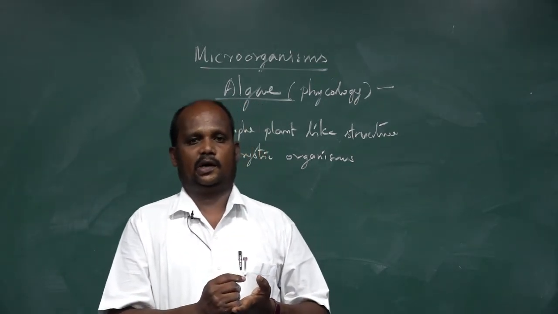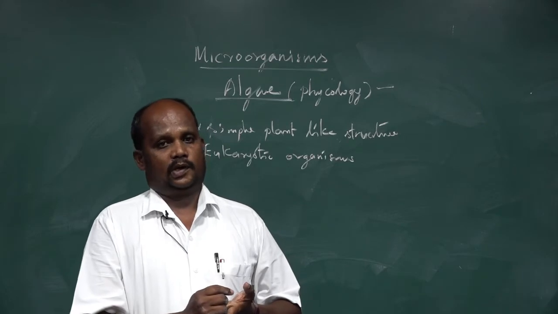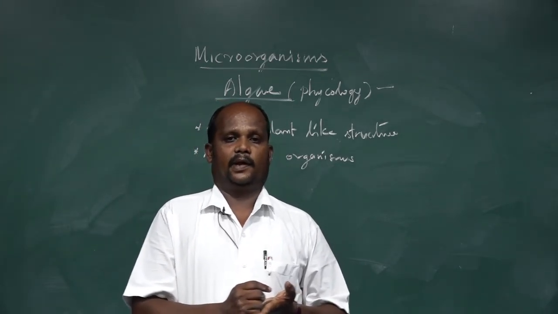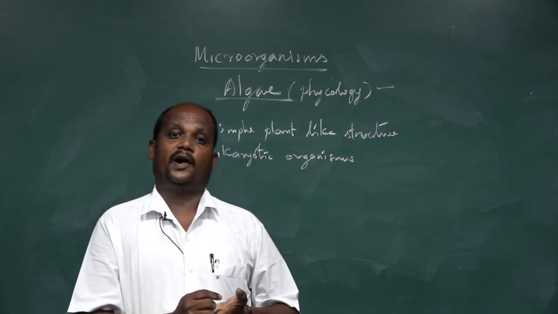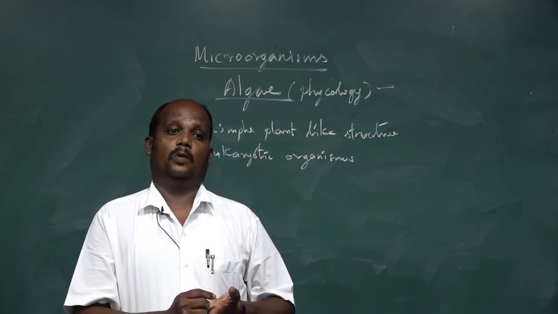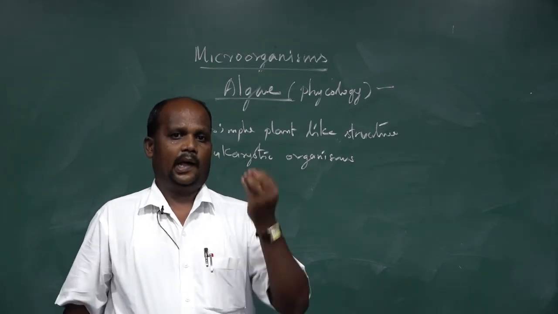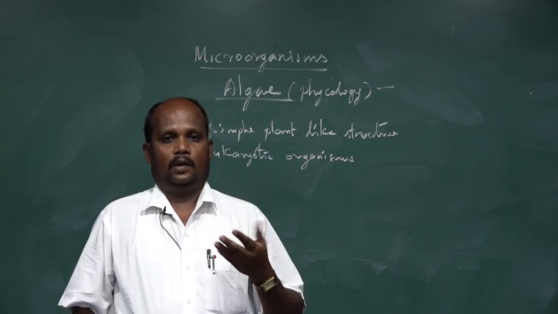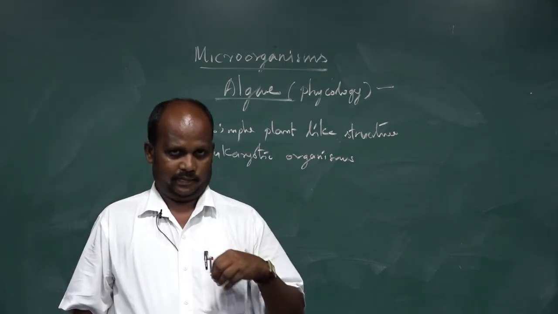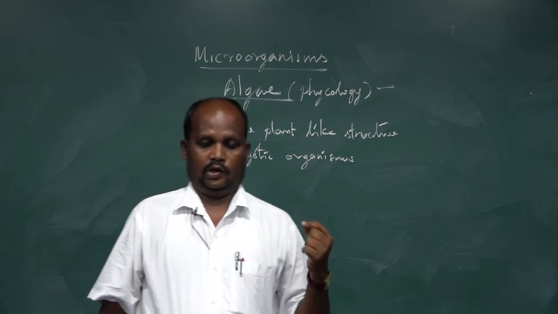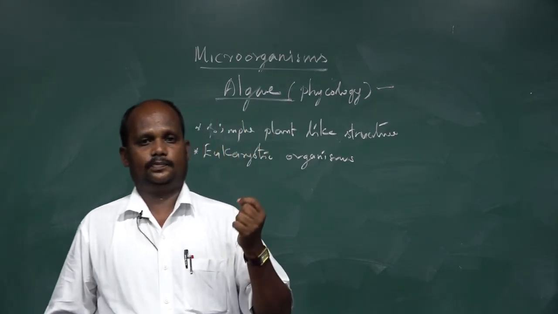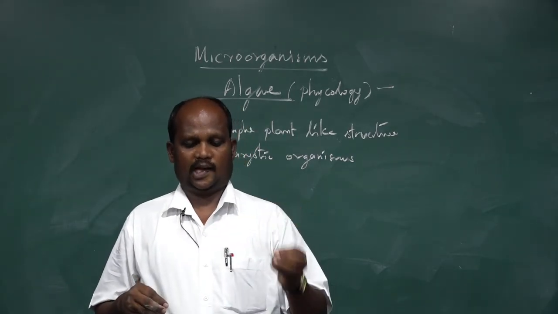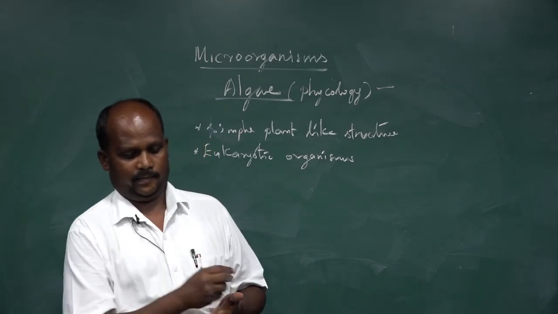All the plants are called autotrophic nutrition, because all the green pigment plants, except fungi, the remaining algae, bryophyta, pteridophyta, angiosperm, gymnosperm, all the plants can prepare their own food material from their own body. That is called autotrophic nutrition. So algae also can prepare their own food materials from their own body. So it is an autotrophic nutrition type of plant, which is algae.